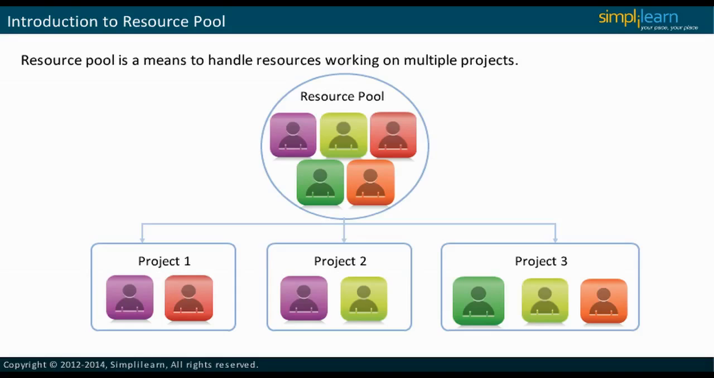pool for these resources. All projects linked to the resource pool are called sharer projects. If the project manager changes the cost or working time for resources in the resource pool, this information gets updated in all the projects linked to the resource pool. To view availability of resources that have been assigned to multiple projects, the project manager must ensure that their names have been entered in the resource pool.